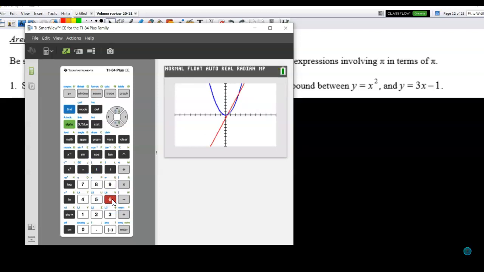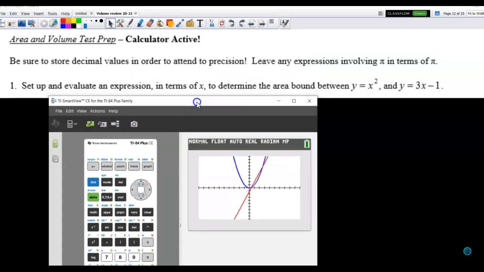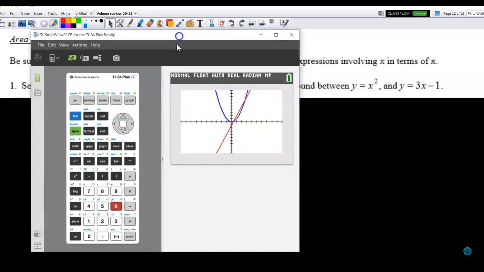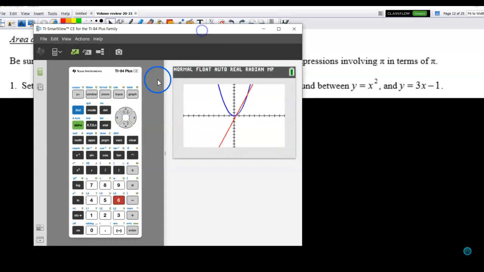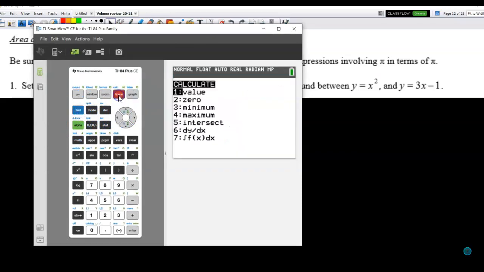As you can see, I'm at school because you can hear the bells ringing. And so that's the region that I'm going to find the area of, and we're finding it in terms of x, so I can clearly see a top curve and a bottom curve. I'm going to use my calculator to get these 2 points of intersection to figure out where to start and where to stop, and I'm going to show you how to store those values. That's really important.